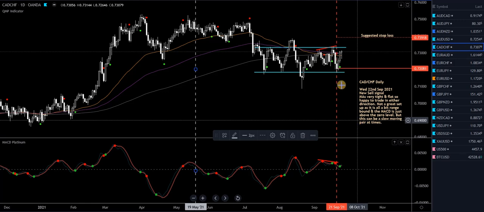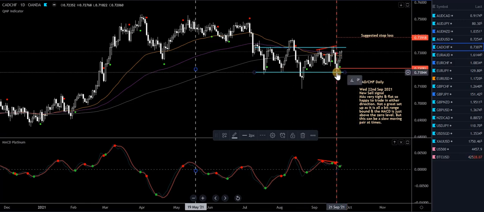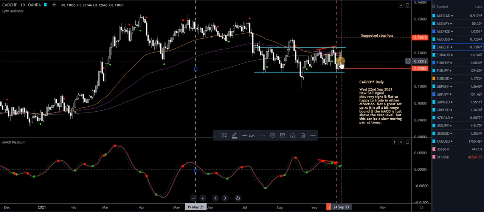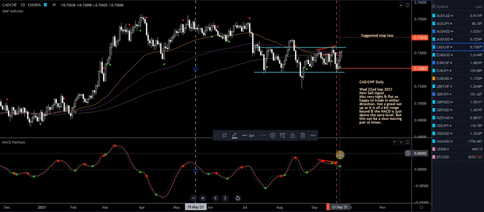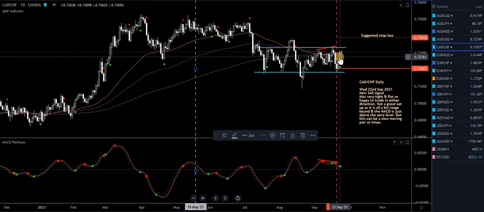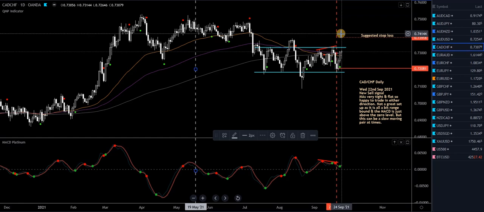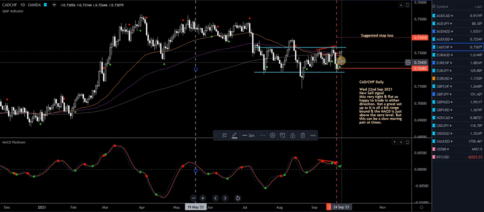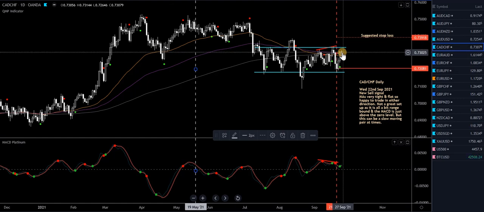And look, it's bounced straight up. We've got a green QMP filter dot on the same side of the MACD Platinum. I'm calling that trade as closed for a loss. I'm not going to let it get to the stop loss. So the CAD/CHF sell is closed there on the open of this Friday's candle for a loss.